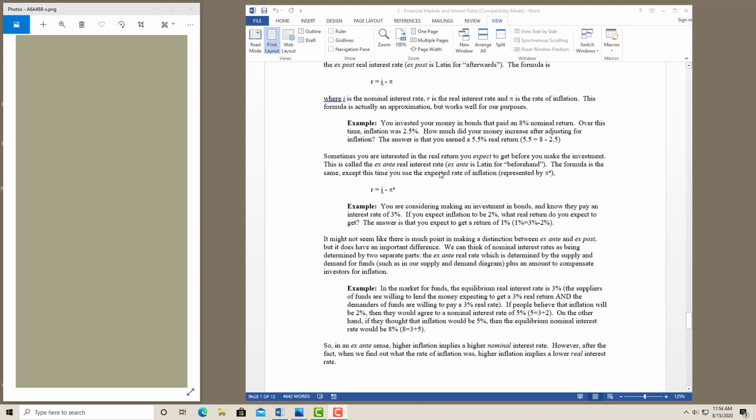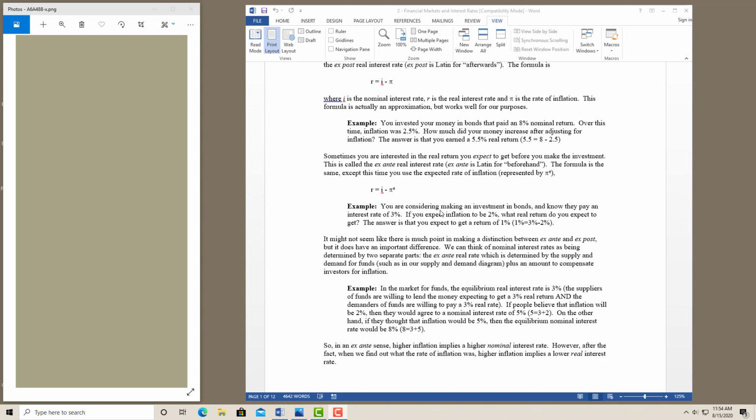The other way of thinking about this is the ex ante sense, where ex ante means beforehand. So we're looking into the future and thinking what we're going to get. So the equation is pretty much the same, but here we're thinking about expected inflation. And so there's a little e there to remind us that we're thinking about expected inflation.